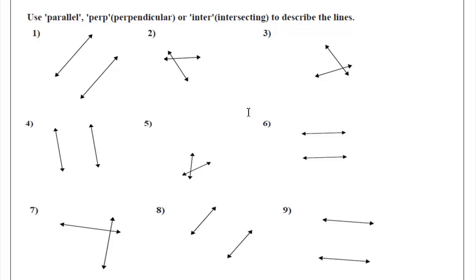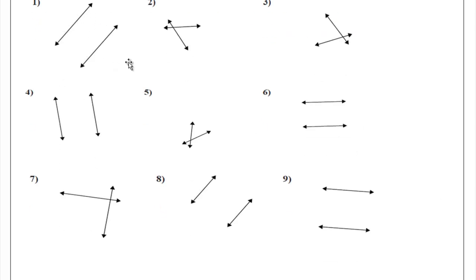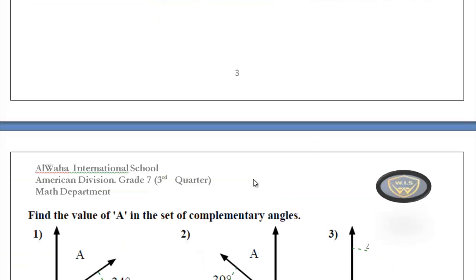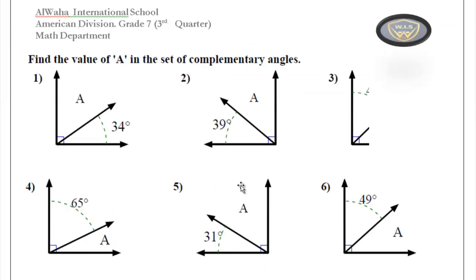Next one, use parallel or perpendicular or intersecting for the figure. We said two lines like this that never meet are parallel. This one is intersecting. Do we have a perpendicular line here? This is a perpendicular line. So only this is perpendicular, but these are parallel, parallel, parallel, and intersecting. Okay, so now you can complete by yourself.